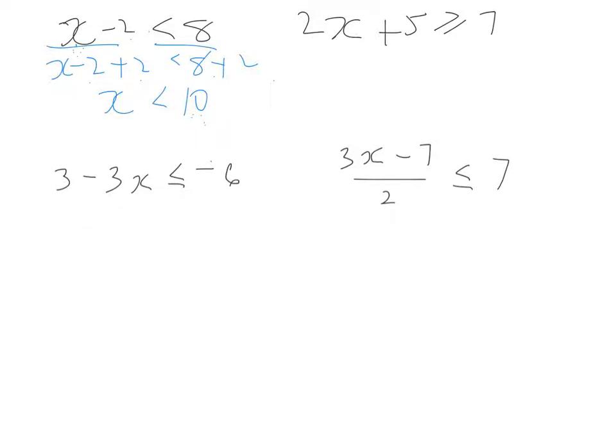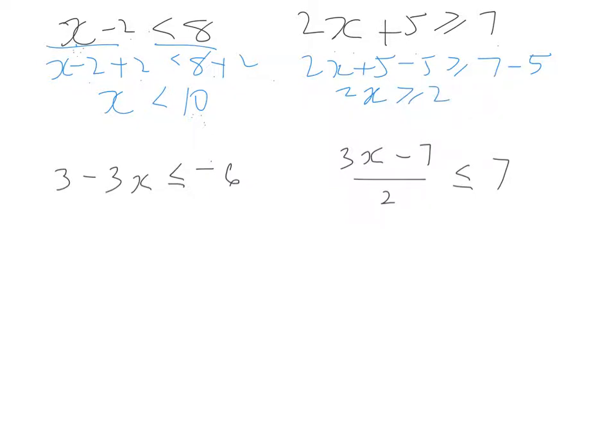Okay, so let's see what happens if we've got to do two steps. So here we've got 2x plus 5 is greater than or equal to 7. What we'll do with this, we want to get rid of that 5, so we're going to subtract it from both sides. Minus 5. So then we'll have 2x is greater than or equal to 2. Let's just rewrite that clearer. 2x is equal to or greater than 2.